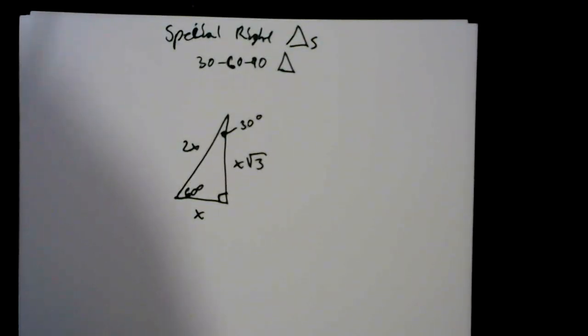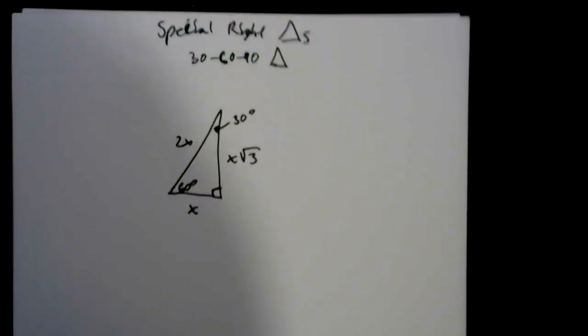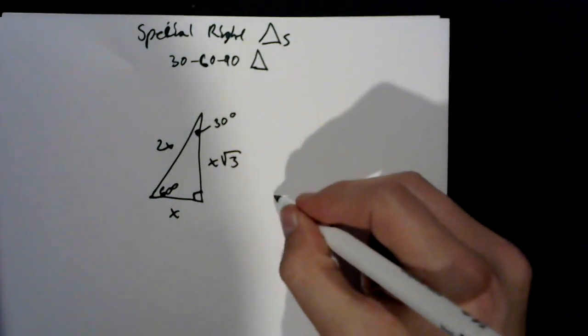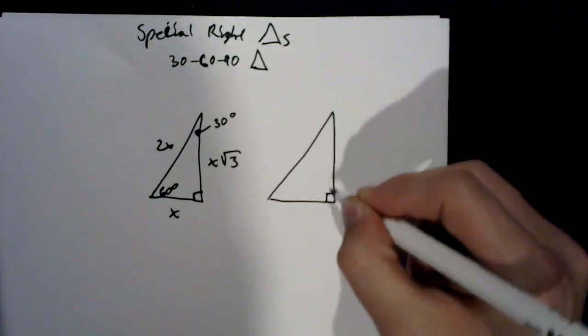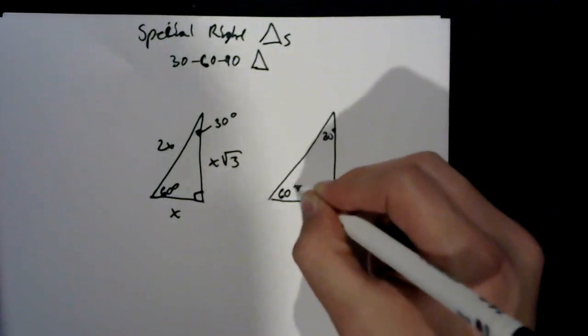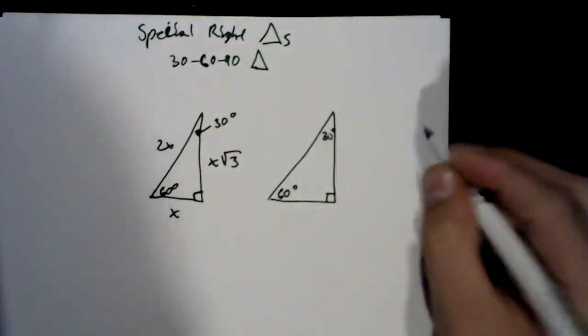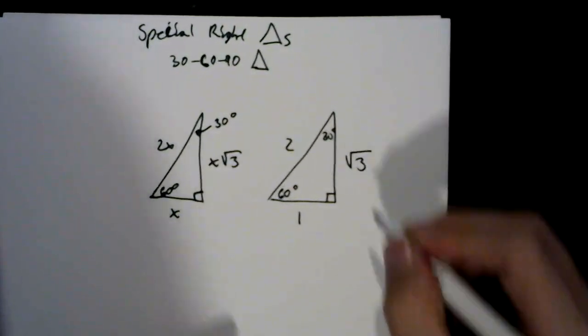So you may wonder why. For example, instead of putting x, we'll just say you have your 30, 60, 90. This will be your 30. This will be your 60. There's your 90. They'll say this is 1, 2, square root 3.